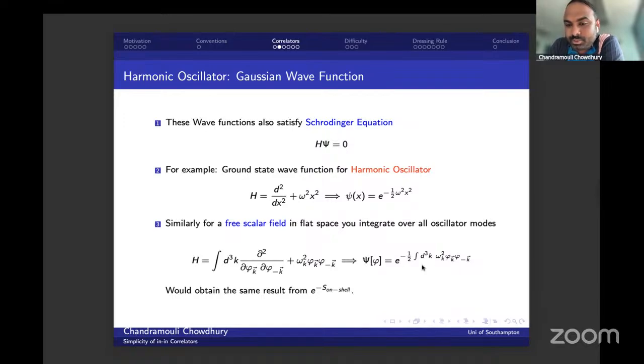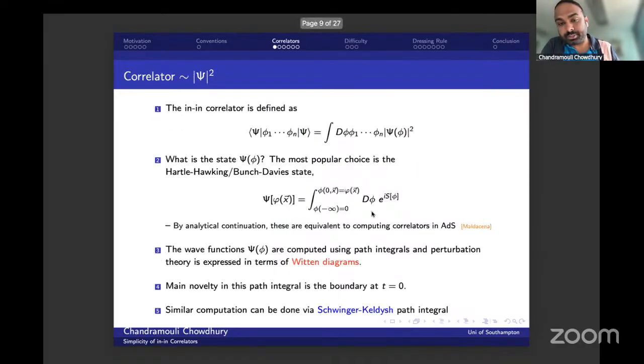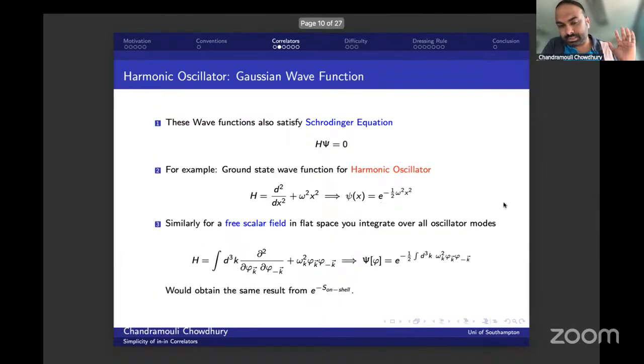So this kind of an object is known as the wave functional. I'll often abuse terminology and just call it the wave function. And it is a simple exercise to show that you obtain this from the path integral representation here. But the details of how it works are not going to be important.